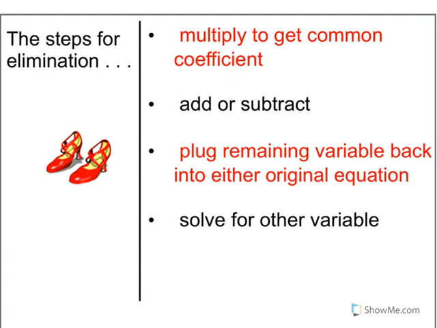The steps for elimination are going to be to multiply to get a common coefficient. We need the coefficients to be the opposite, so same number but different signs in front. Then you're going to add or subtract depending on what's there, to eliminate one of the variables. You'll solve, and then you're going to plug in the solution to that part into one of the original equations to solve for the other variable.